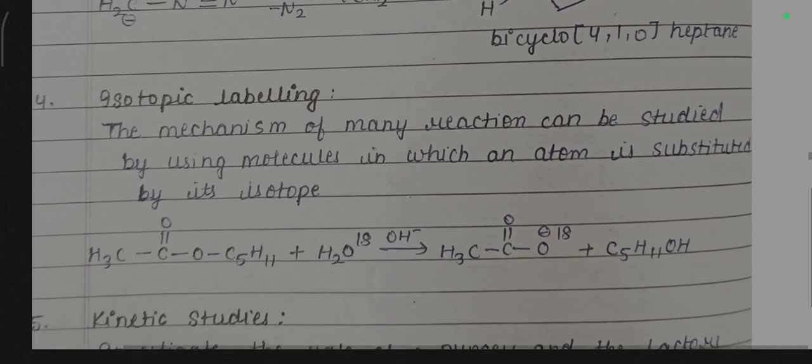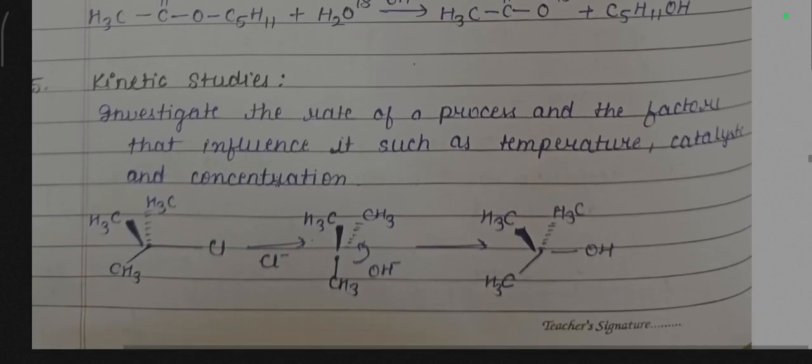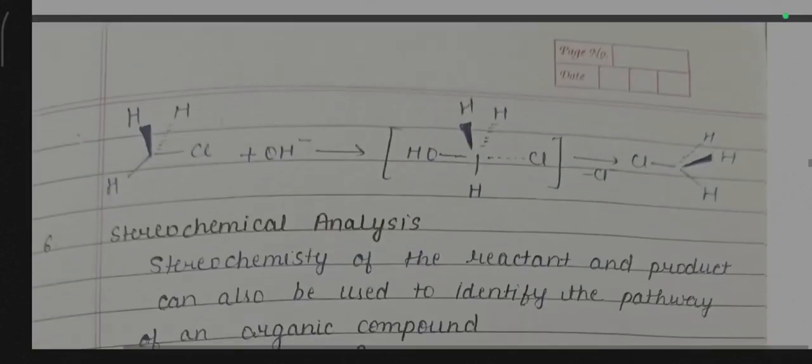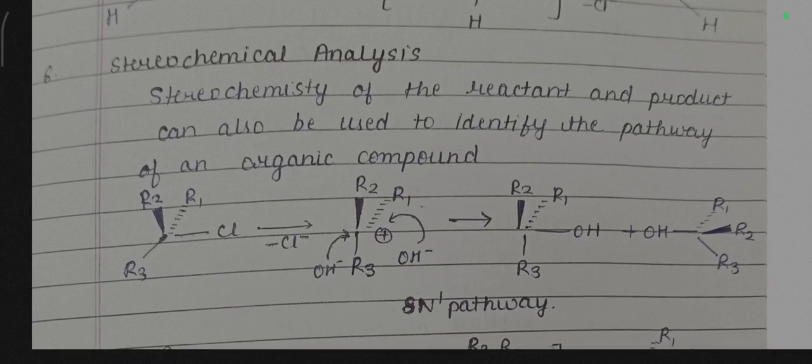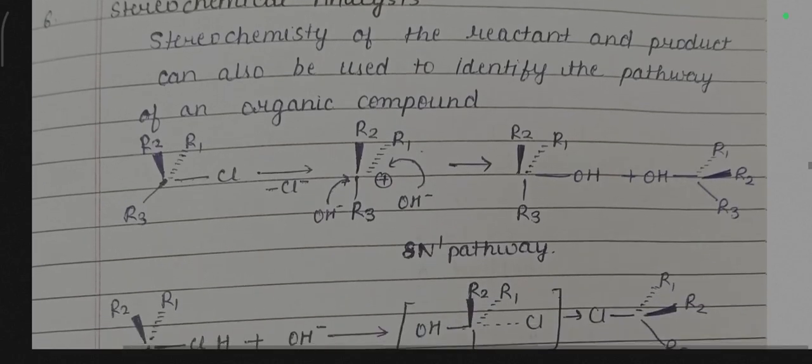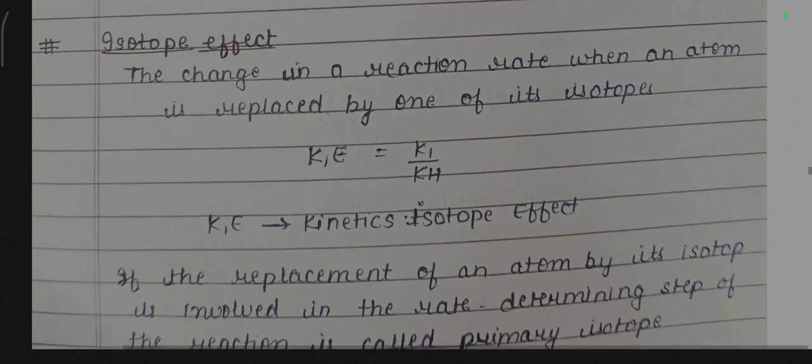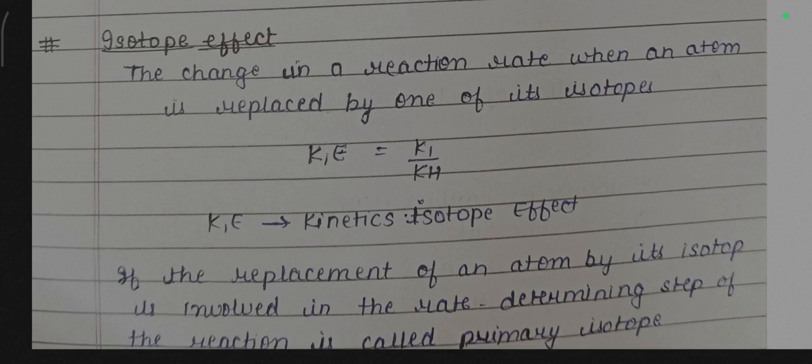Isotopic labeling. The mechanism of many reactions can be studied by using molecules in which an atom is substituted by its isotope. Kinetic studies investigate the rate of a process and the factors that influence it, such as temperature, catalyst, and concentration. Stereochemical analysis. Stereochemistry of a reactant and product can also be used to identify the pathway of an organic compound. Isotope effect. The change in a reaction rate when an atom is replaced by one of its isotopes.